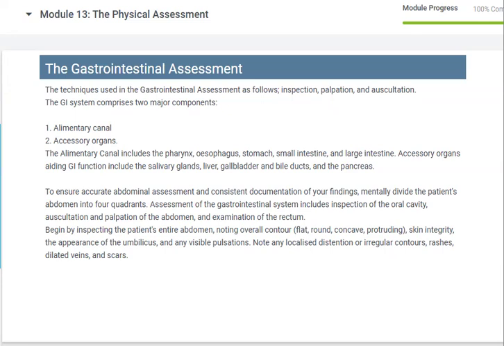To ensure accurate abdominal assessment and consistent documentation of your findings, mentally divide the patient's abdomen into 4 quadrants. Assessment of the gastrointestinal system includes inspection of the oral cavity, auscultation and palpation of the abdomen, and examination of the rectum. Begin by inspecting the patient's entire abdomen, noting overall contour, flat, round, concave, protruding, skin integrity, the appearance of the umbilicus, and any visible pulsations. Note any localized distension or irregular contours, rashes, dilated veins, and scars.